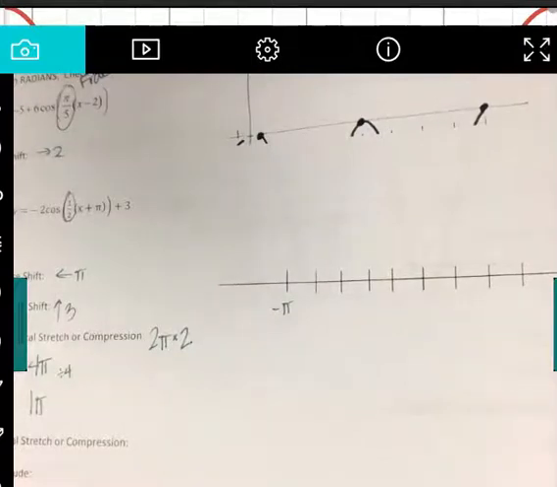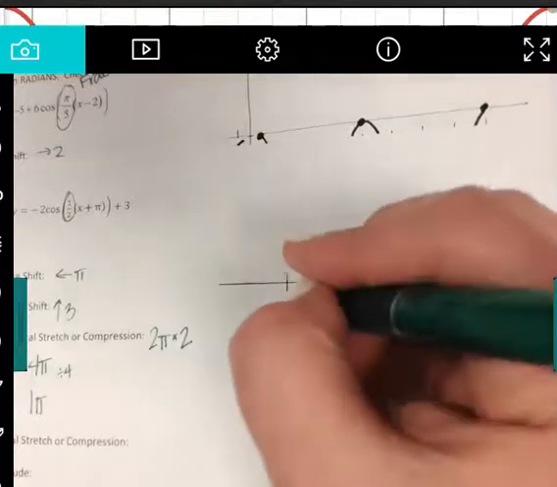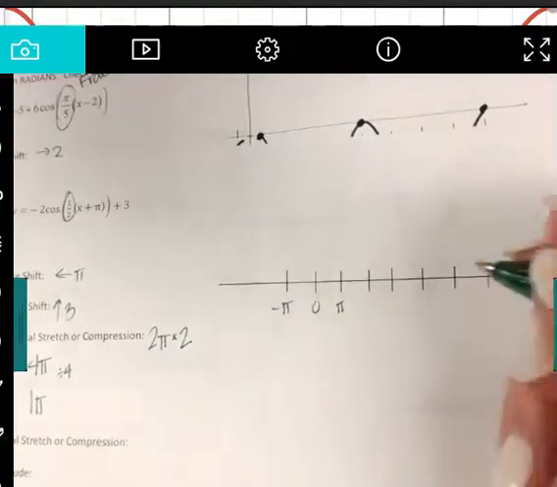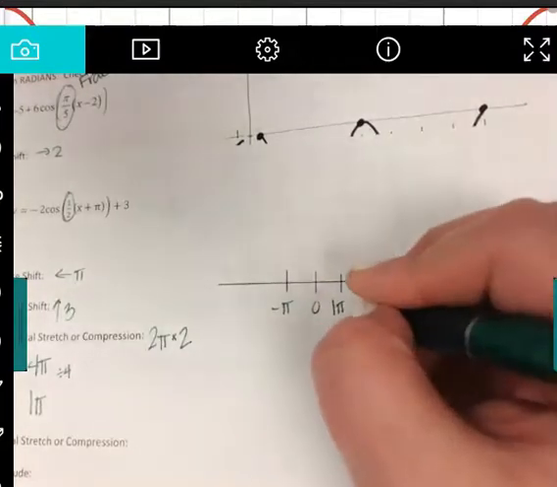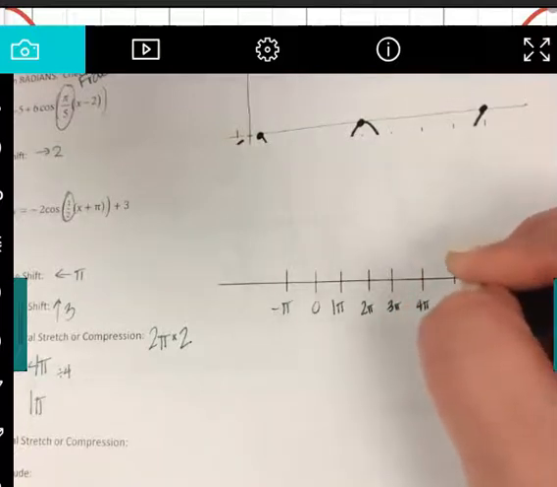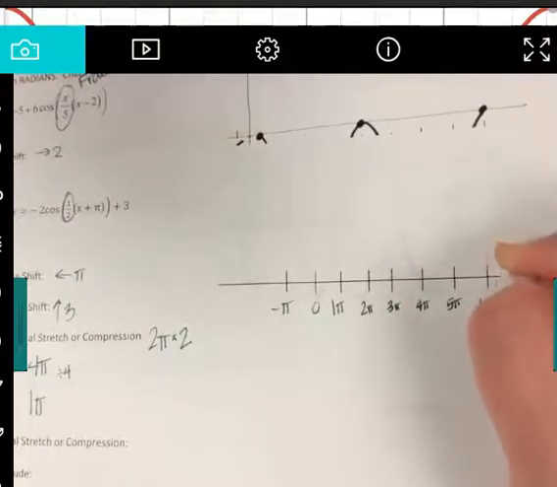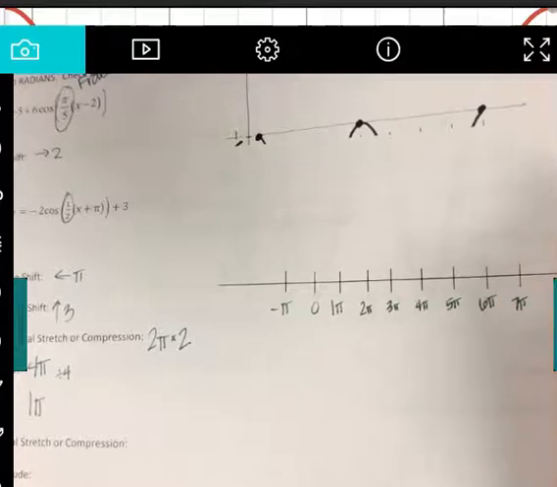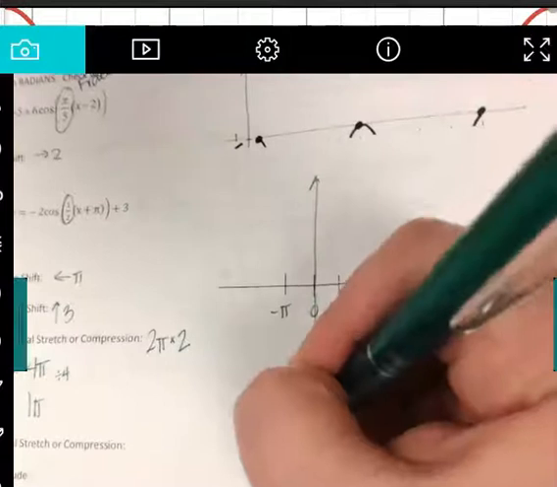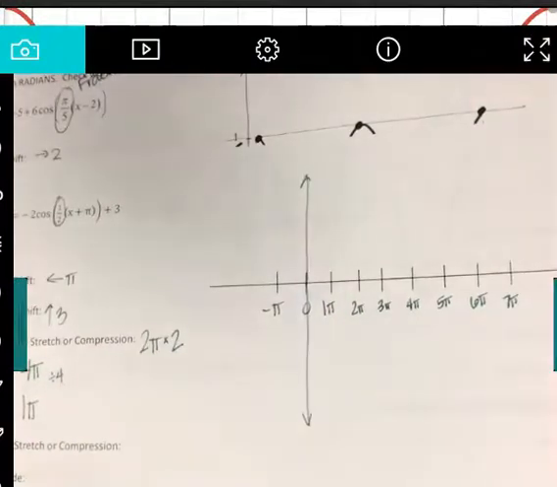So if I'm at negative pi and I add 1 pi, what would I be at? 0. Okay, then I add another pi, what would I be at? 1 pi. Then what would I be at next? This is like my dream. People counting in pies. Okay, then there's the y-axis. If 0 shows up, that's your axis.